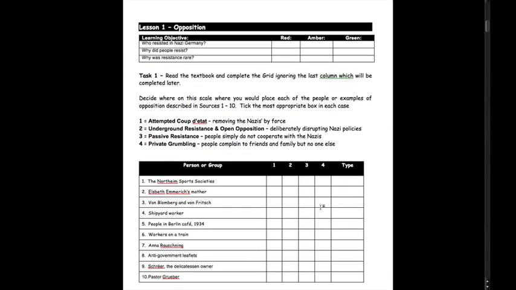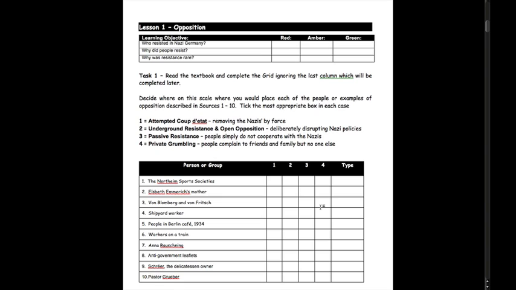Lesson 1 involves the students looking at the nature of opposition. They are asked to look at 10 different examples of resistance, ranging from level 4 to the highest level, level 1. As we go through this booklet, we will provide the students with 2 different ways in which they can attempt to quantify the level of resistance that individuals were showing.